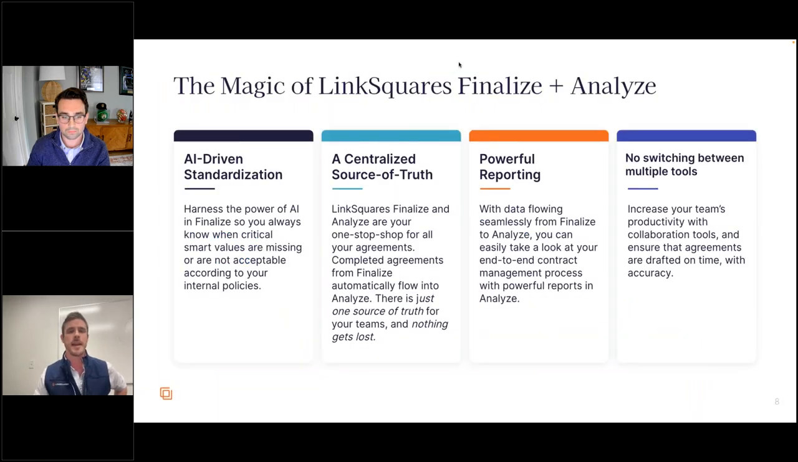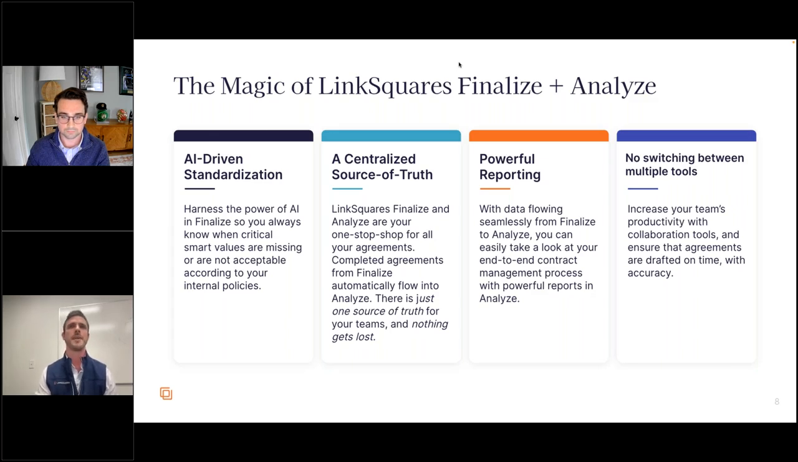With LinkSquares Finalize and Analyze, some of the main values and main outcomes that you will be able to see are AI-driven standardization within Finalize. So using the same smart values that exist within the Analyze tool and running those across your agreements in the pre-signature side to mitigate risk, quickly be able to redline and understand new contracts as they come in. It also provides a centralized source of truth. So LinkSquares Finalize and Analyze are the one-stop shop for all agreements. Completed agreements from Finalize automatically flow into Analyze, creating more streamlined processes there, and having one centralized platform to understand everything to do with your agreements themselves.